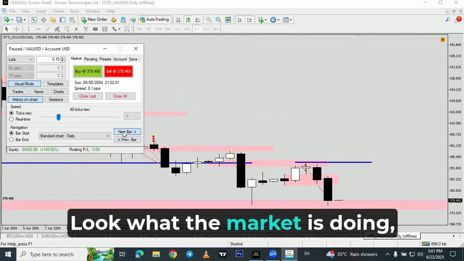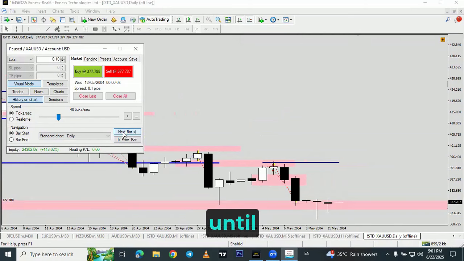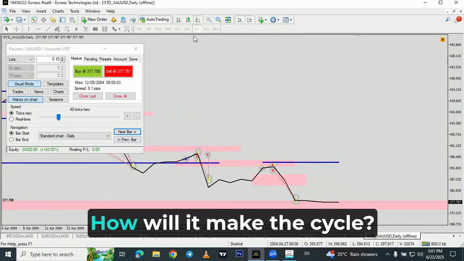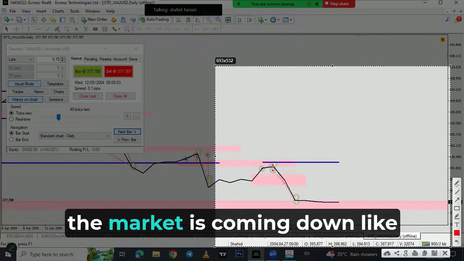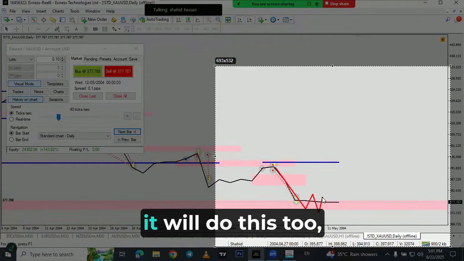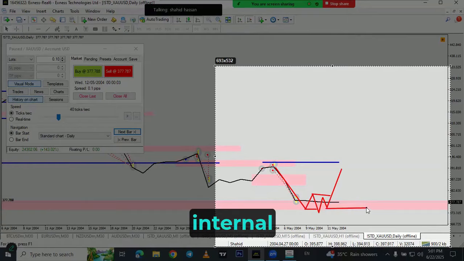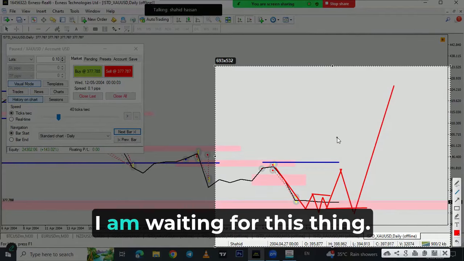Look what the market is doing in the consolidation phase. Until the market doesn't make its cycle, we won't make it bullish. How will it make the cycle which we are waiting for? For example, the market is coming down like this, coming down like this. The market should do this thing, it will do this too, meaning sell side will also be buy side, internal range will also be done. After this low, we will make it bullish. I am waiting for this thing.